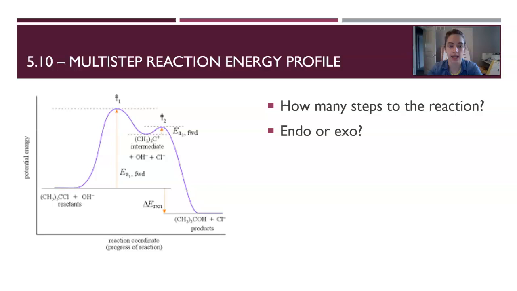So you can also see that there are two activation energies. There's the activation energy of the first step, which goes from the reactant to the top of the first bump. And then there's the activation energy of the second step, which is from the intermediate, or the dip in between the two bumps, to the top of the second bump. So that would be the activation energy of the second step of the reaction.